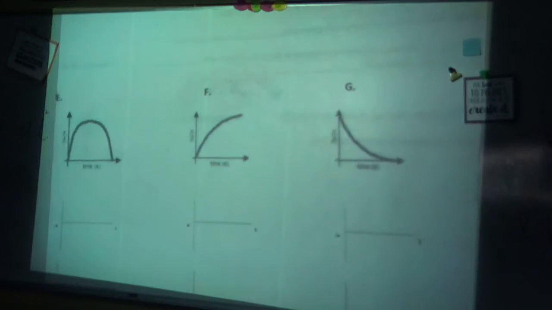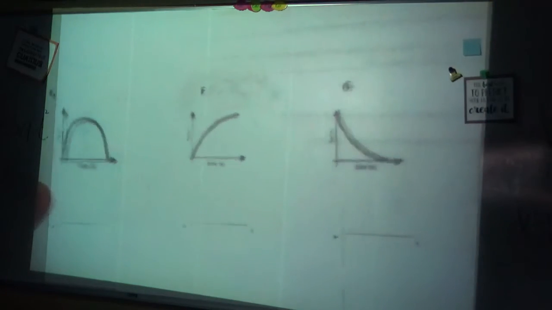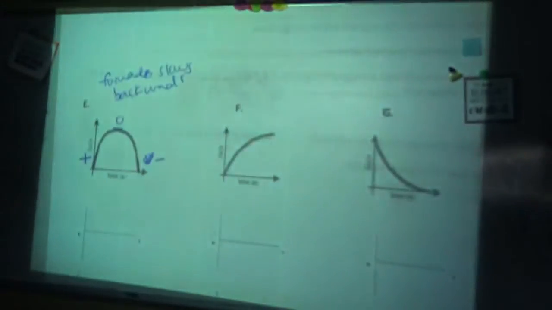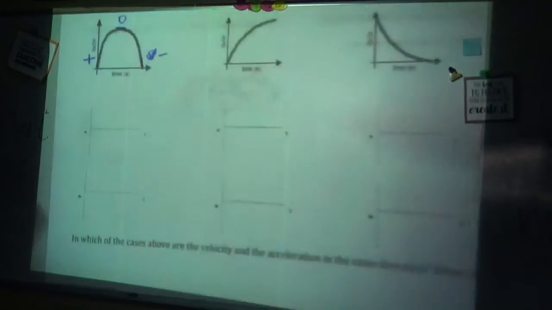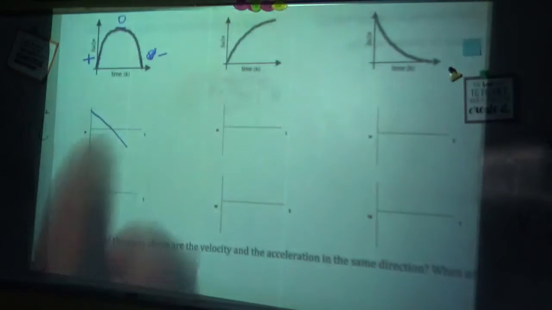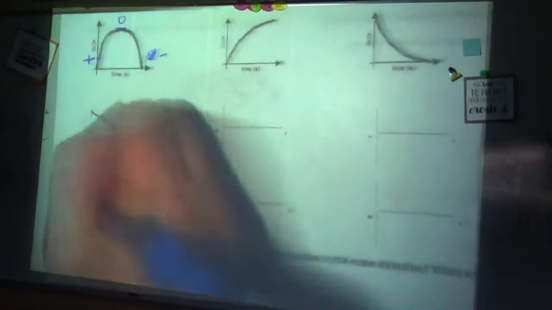Part E. This one starts going forward, and then it slows. Forward, slows. And then the second part is going backwards, getting faster. So I start going up. I start with a positive velocity. At the top, the velocity would be 0. And at the end, the velocity would be negative because it's going backwards. So start positive, go to 0, and then continue to become negative. This graph is going down, which means I have a negative acceleration.